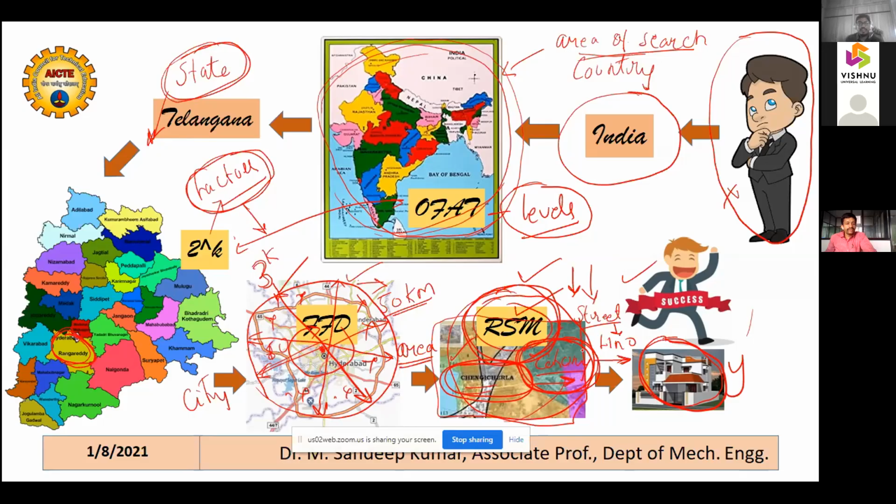Because if I have narrowed down the conditions, or the factors, or the levels to this level, then I just have to go to some of the streets, or if there are signboards in those streets, I just have to check. As I know the street number and the house number, I can directly get to the target and achieve success. So this is the whole idea behind RSM. Okay, so let us start now.